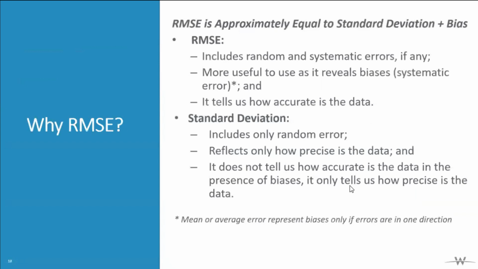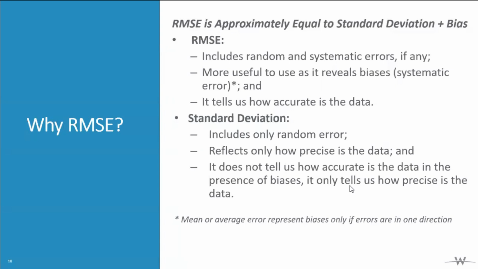So the RMSE, the root mean square error, is approximately equal to standard deviation plus bias. So if we don't have a bias in the data, RMSE and standard deviation are going to be almost exactly the same, by the way, and it doesn't really matter whether you use RMSE or standard deviation. But knowing we always have the potential of the existence of systematic error, you want to stay away from standard deviation to measure your accuracy. And I'm going to show you in a couple examples in the coming slides.